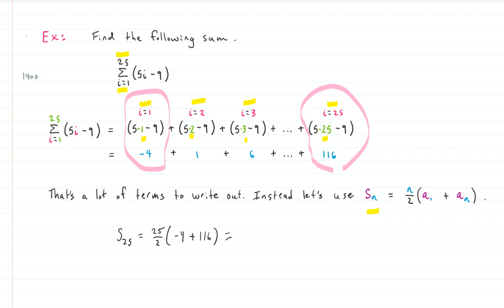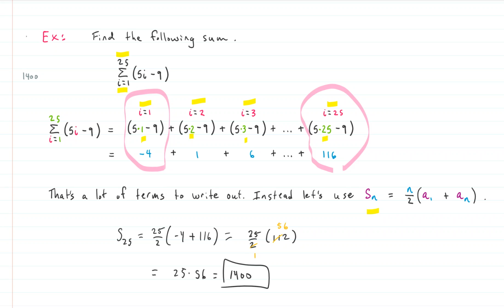That gives us 25 divided by 2 multiplied by 112. We can do some simplifying here. The 2 can go into the 112 56 times. And that leaves us with 25 times 56, which is 1400.